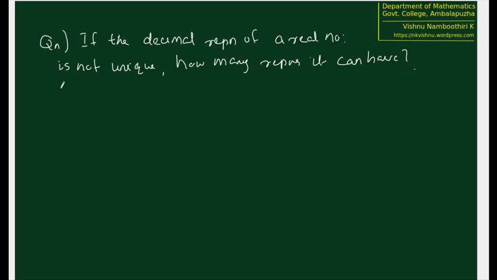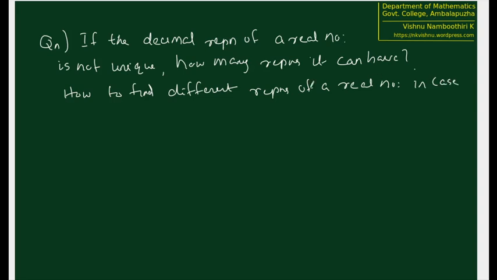Now after that, how to find different representations of a real number in case it has multiple decimal representations. So these are the two questions that we are going to ask.